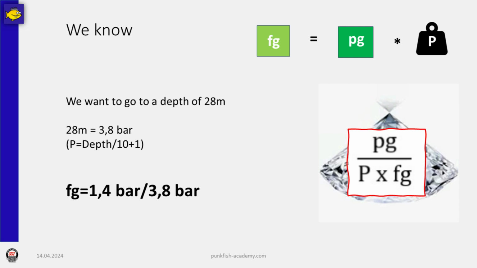You remember, to get from meters to bar, we have to divide the depth by 10, because every 10 meters is 1 bar. So basically it's like moving the comma one place. And then we have to add 1 bar for the atmosphere, the atmospheric pressure. So at 28 meters, we have 3.8 bar, and both of this together gives us already what we need for our calculation.